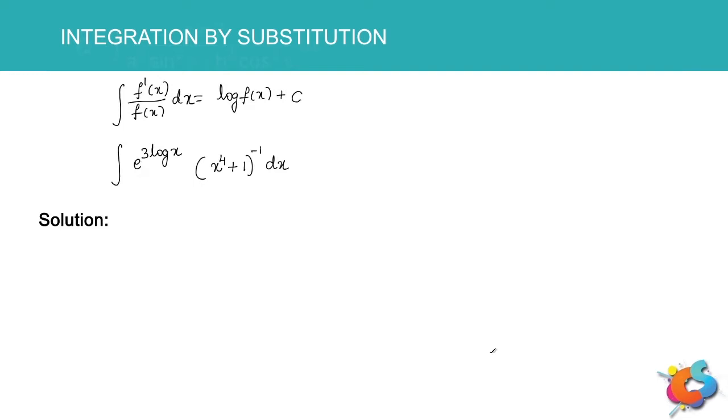Instead of going for the method of substitution directly, let us first simplify this. We will bring it to the form f dash x by f of x, then we will integrate. The given problem can be written as, we know that e to the power of n log x can be written as e to the power of log x to the power of n, which is the same as x to the power of n.